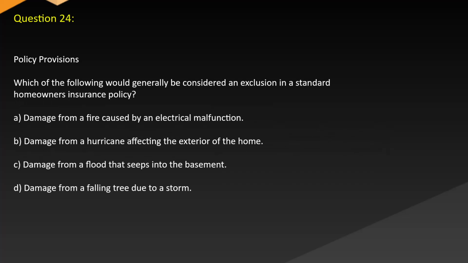Question 24. Policy provisions. Which of the following would generally be considered an exclusion in a standard homeowner's insurance policy? A. Damage from a fire caused by an electrical malfunction. B. Damage from a hurricane affecting the exterior of the home. C. Damage from a flood that seeps into the basement. D. Damage from a falling tree due to a storm.